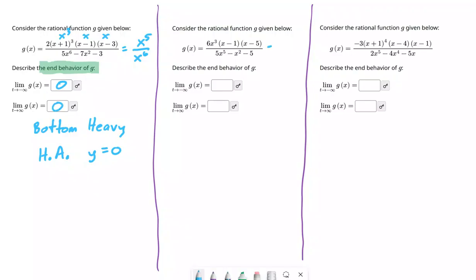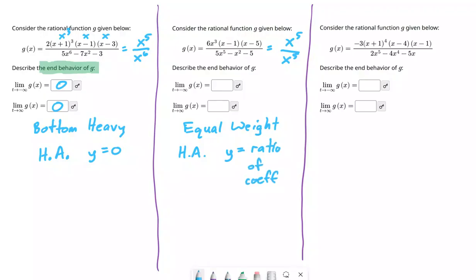Same idea, but this one has different function behavior because on top we have what looks like an x to the fifth, just like in the previous one, and on the bottom also an x to the fifth. So these are now equal weight. It's not bottom heavy. And with equal weight, if you remember, we also have a horizontal asymptote, but this one is located at a ratio of the coefficients, or the leading coefficients, I should say. So what is that? Well, it's 6 over 5.